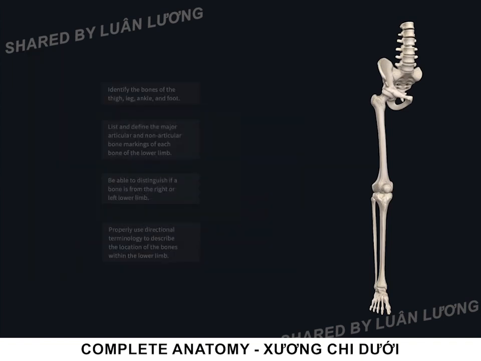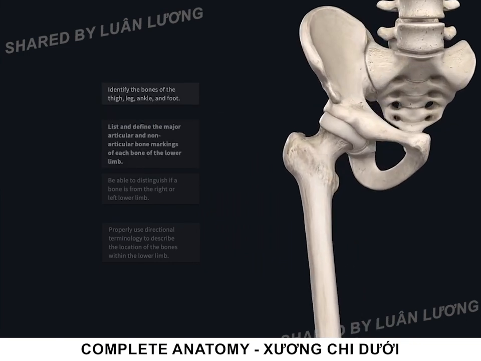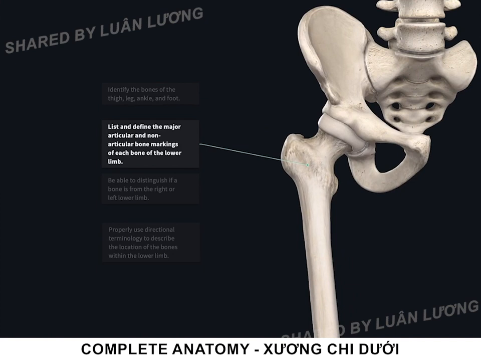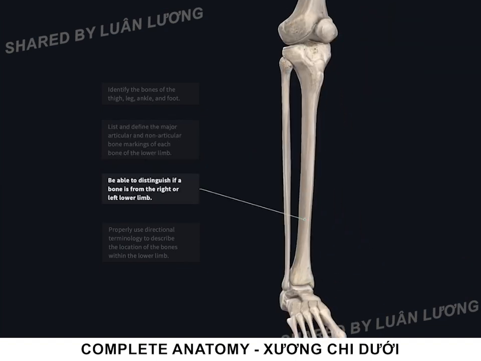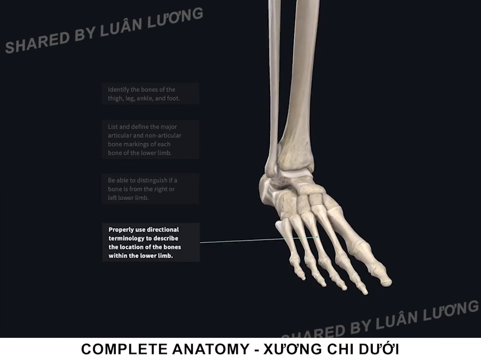By the end of this lecture, you will be able to identify the bones of the thigh, leg, ankle, and foot. List and define the major articular and non-articular bone markings of each bone of the lower limb. Be able to distinguish if a bone is from the right or left sides of the lower limb, and properly use directional terminology to describe the location of the bones within the lower limb.